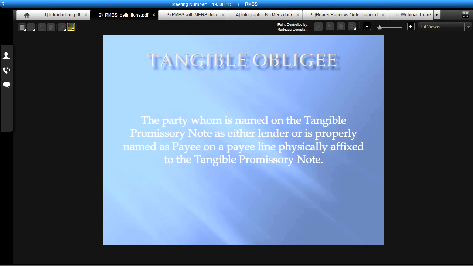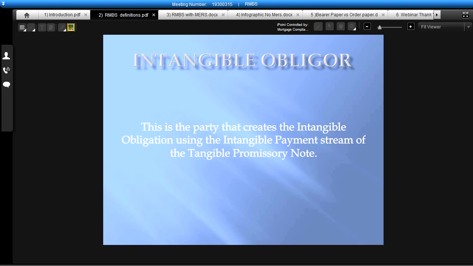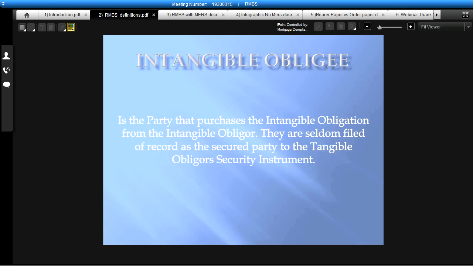Intangible obligor, this is the party that creates the intangible obligation using the intangible payment stream of the tangible promissory note. So, the intangible payment stream, we're talking about the right to collect future payments. Intangible obligee. Now, this is the party that purchases the intangible obligation from the intangible obligor.